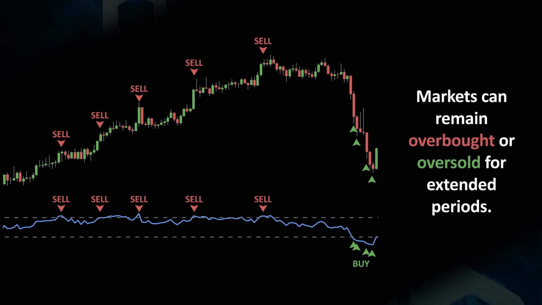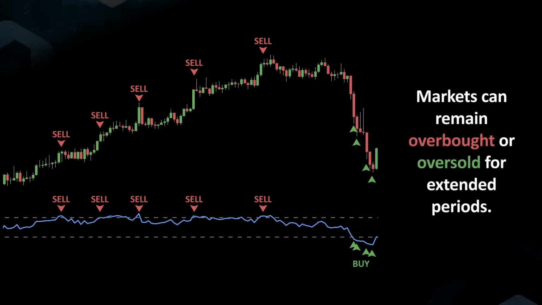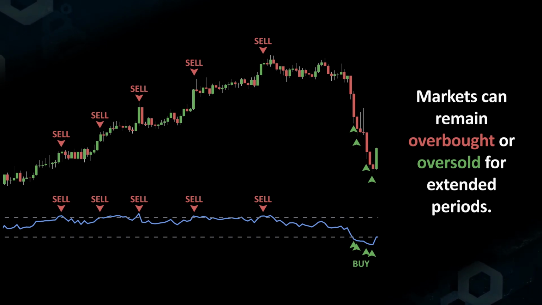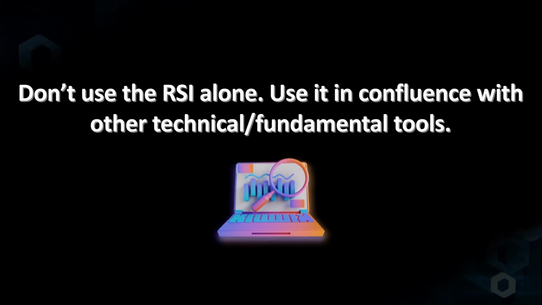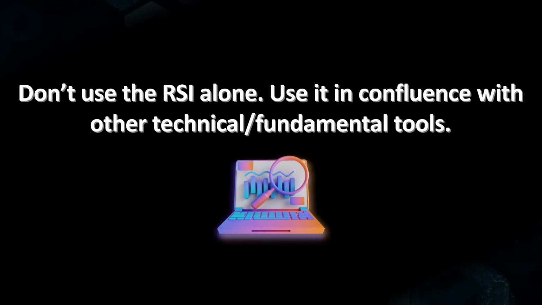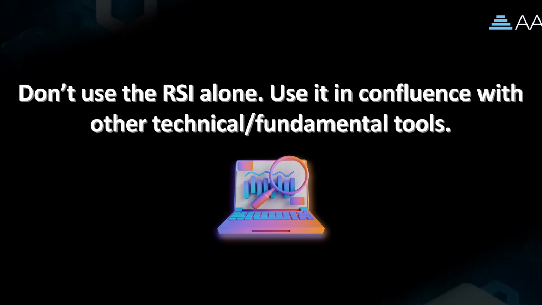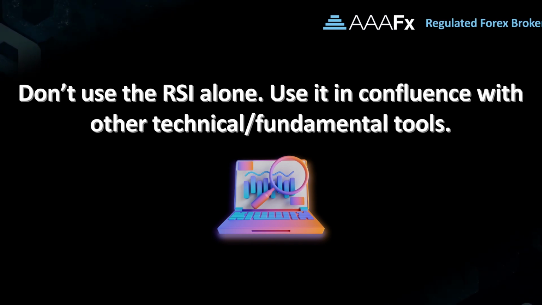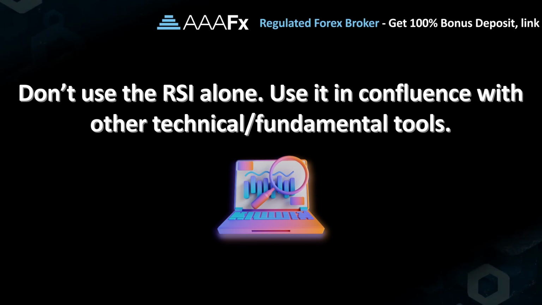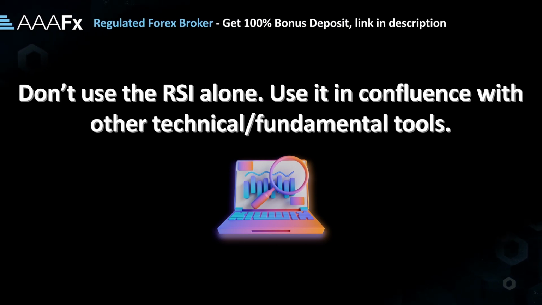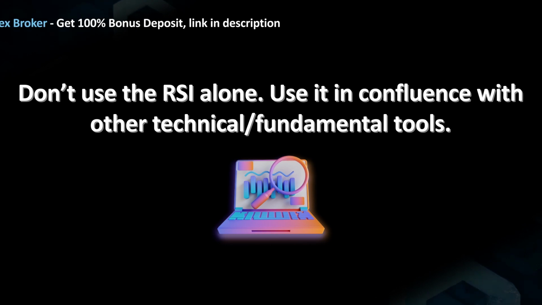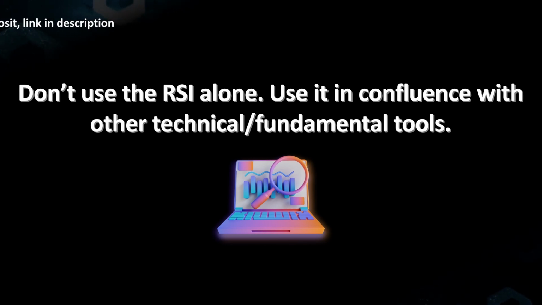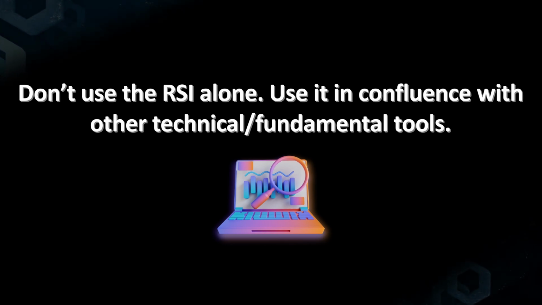However, markets can remain overbought or oversold for extended periods, leading to false signals and missed opportunities. Another mistake is using the RSI as a standalone indicator without considering other aspects of technical analysis. The RSI works best when combined with other tools such as trend lines, support and resistance levels, and candlestick patterns. Failing to incorporate additional analysis can lead to inaccurate signals and unreliable trading decisions.